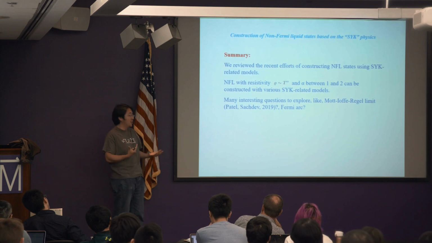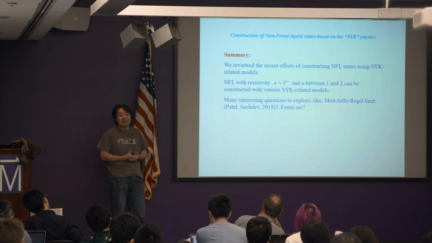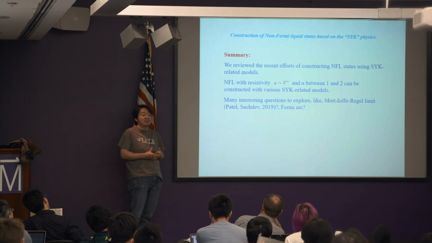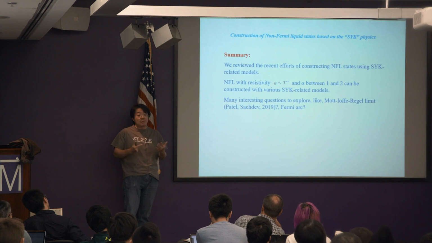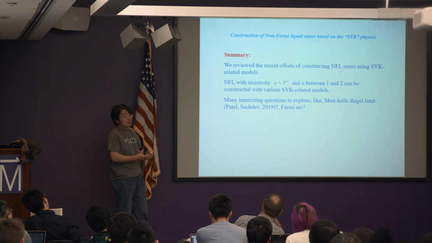It means that part of the Fermi surface may have SYK kind of physics, so it doesn't have a quasiparticle pole, but on the other part of the Fermi surface, maybe it's more Fermi-liquid-like. But this is something I'm still thinking about. I don't have a model yet.